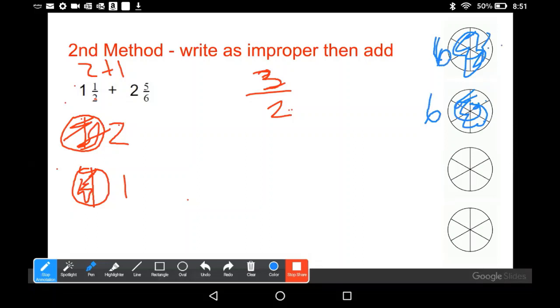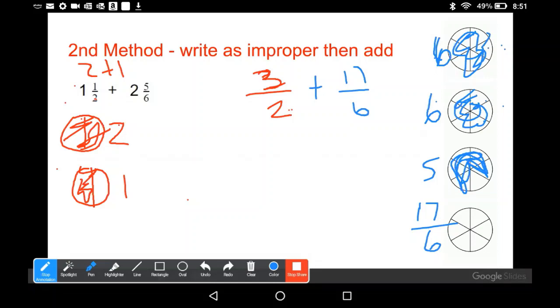So I've got 2 whole ones. Here's 1 whole one, 1 whole one. And then I have 5 more that I've got to color in. So I get a total of 6 plus 6 is 12 plus 5 is 17 sixths. Okay, so there's 5 here. So I get 17 sixths. So I'm going to put that up here. So I have converted both of them into an improper fraction.